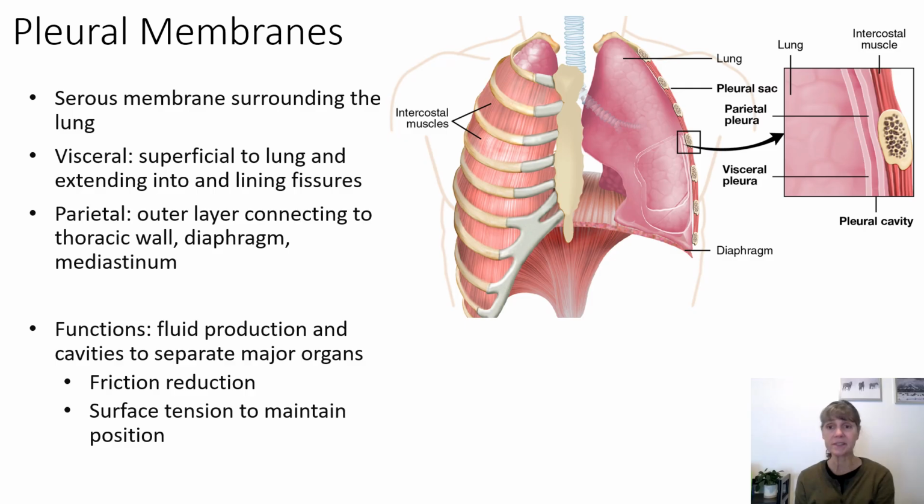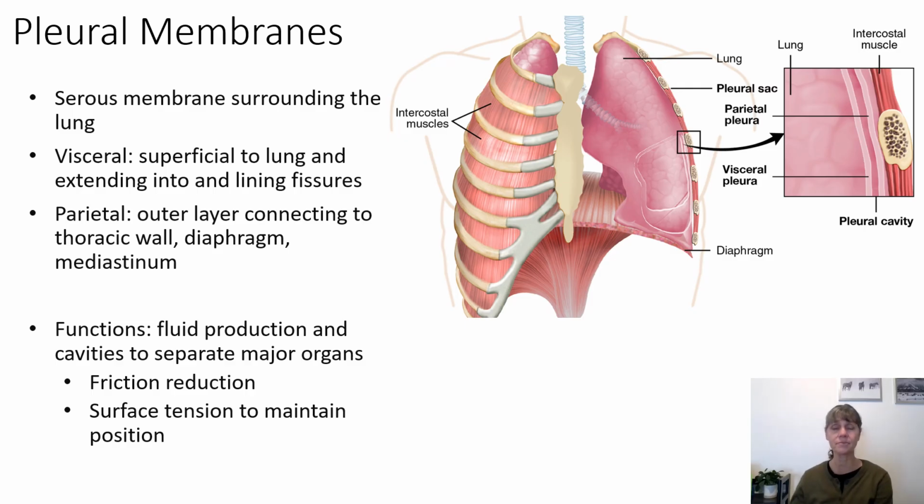Now, I mentioned previously that there are serous membranes that surround the lung. We have the visceral pleura on the surface of the lung. That connective tissue will also extend into the fissures that separate the lobes. There's a parietal layer, which is the outer layer that connects the lungs to the pleural cavity within the thoracic cavity. And then inferior to the parietal layer, we see the diaphragm.